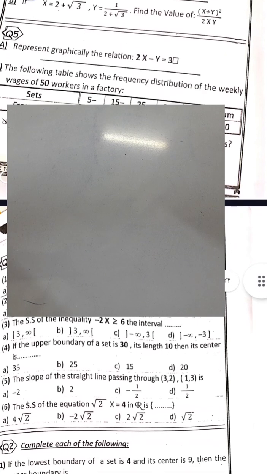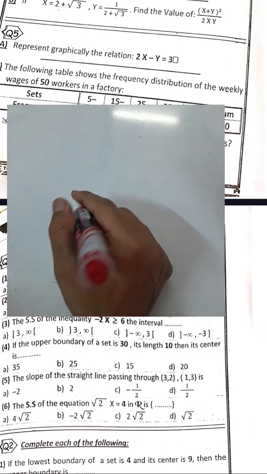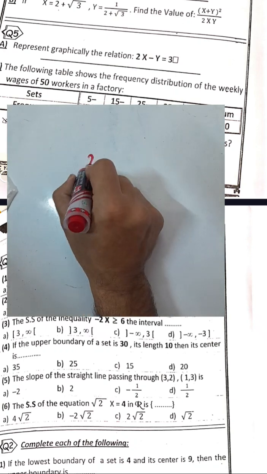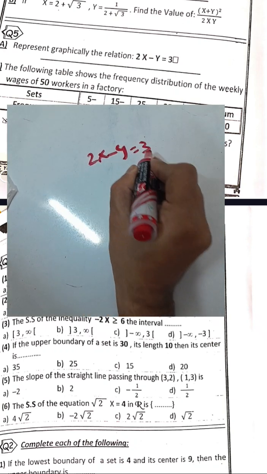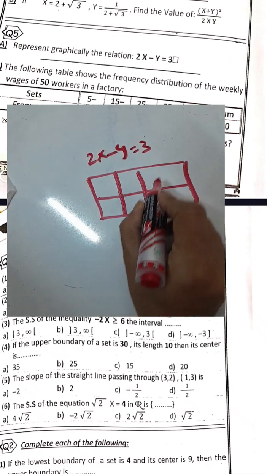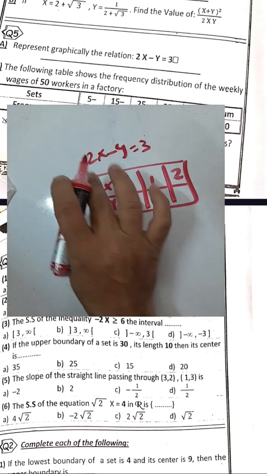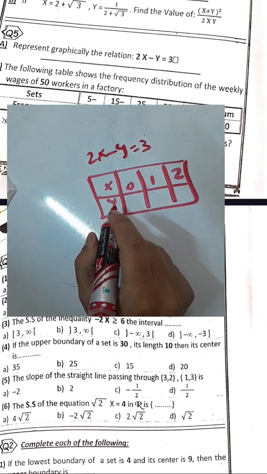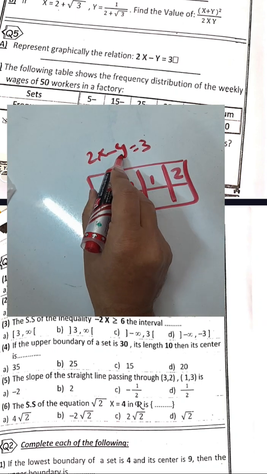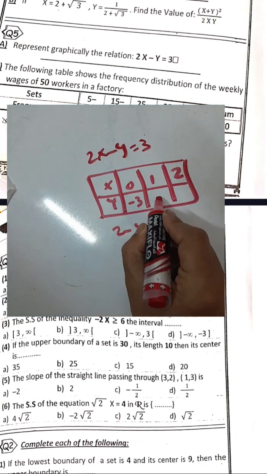Next question. Represent the relation graphically. We have 2x minus y equals 3. We can draw the table here. X and y, put 0, 1, 2. Put x equals 0, then negative y equals 3. Then y equals negative 3. Put x equals 1. 2 minus y equals 3. Then y will be negative 1.